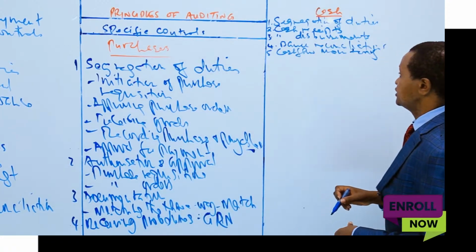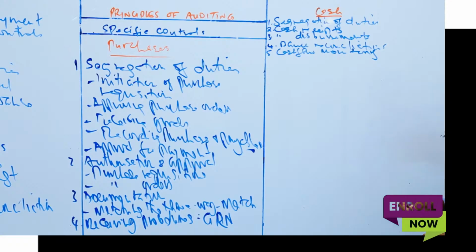Cash flow monitoring is another control where there is regular cash flow focus and monitoring to manage liquidity. There should also be controls over electronic funds, including dual authorizations and strong authentication. So these are 5 controls over cash, specific controls.